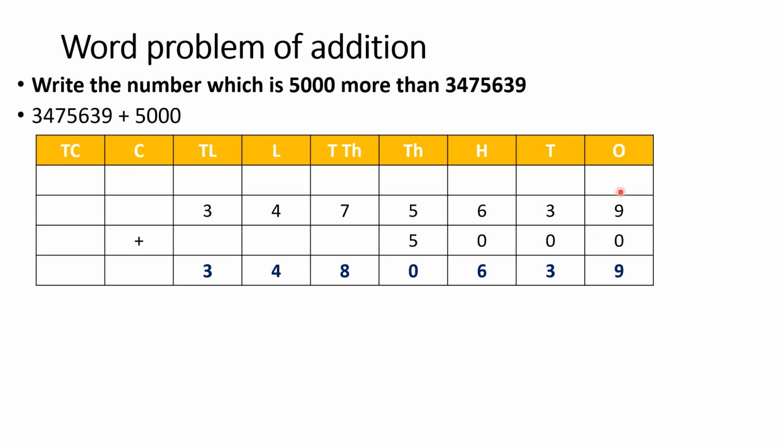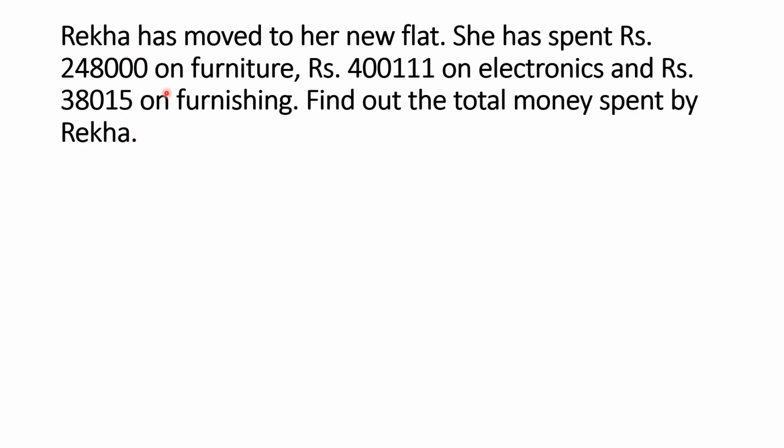Now we will add 9 plus 0 is 9, 3 plus 0 is 3, 6 plus 0 is 6, 5 plus 5 equals, we know that it is 10. So we will write 0 here and 1 here. 7 plus 1 is 8, 4 here is 4 and 3 is 3. So now we can say that our answer will be this, 34,80,639. Let us solve one more word problem.